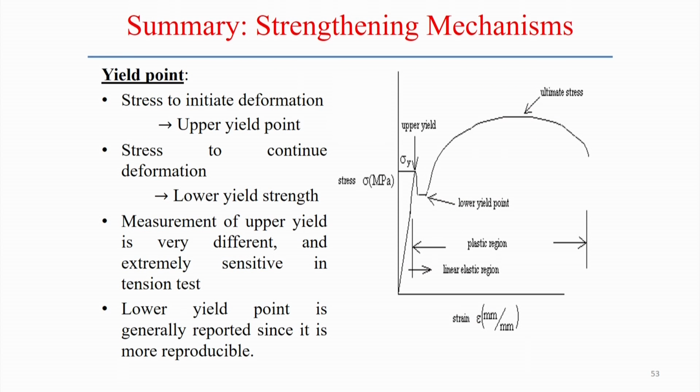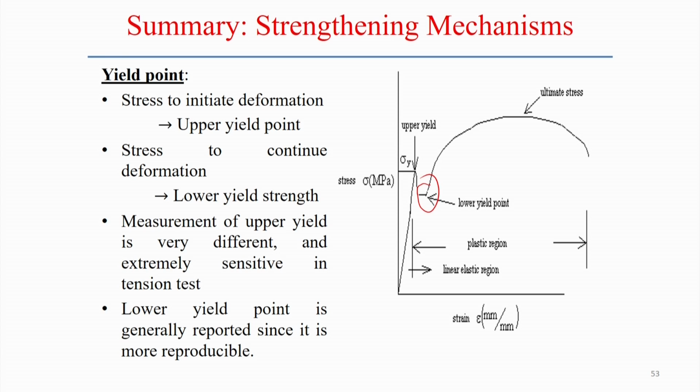So now, in summary, we can find out the typical strengthening mechanism. First, we have tried to explain the yield point. If we see the right-hand side figure, it is the typical stress-strain diagram for specifically low carbon steel. Here, the stress to initiate the deformation is the upper yield point, and the stress to continue the deformation corresponds to the lower yield point.